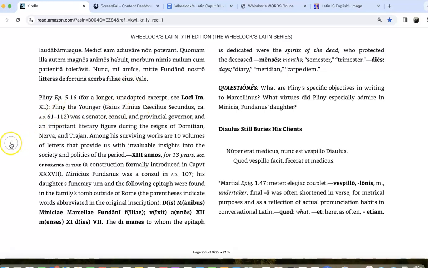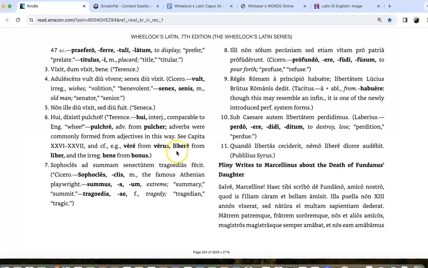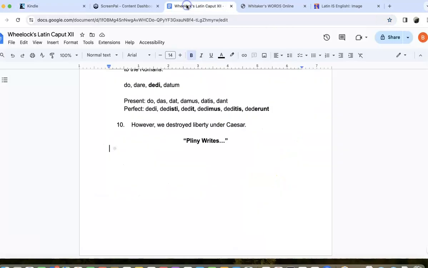So it is a good idea to read it aloud. It's going to help you learn the language, just like speaking English normally precedes learning how to write and grammar and all this stuff. So greetings, Marcellinus. We have to put it back in the nominative form because English doesn't have that.